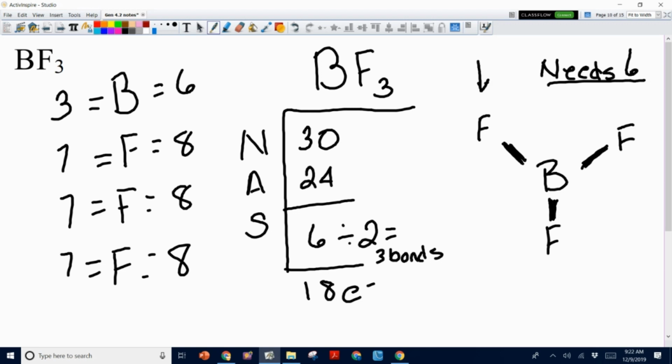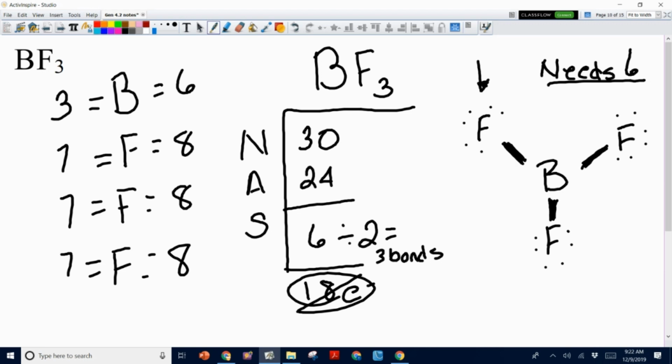Well, if I look at this fluorine, it only sees 2 electrons in this bond, but it wants to see 8. So 2, 3, 4, 5, 6, 7, 8. So I have to add 6 electrons there. And I have to do that with this fluorine and this fluorine. So I added 6 to each one of those 3. So 6 times 3 is 18. So I've used all of my electrons. So here we have the shape.